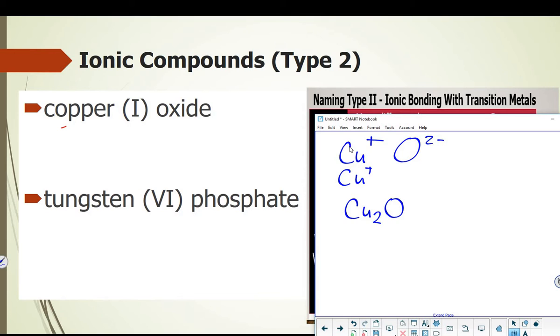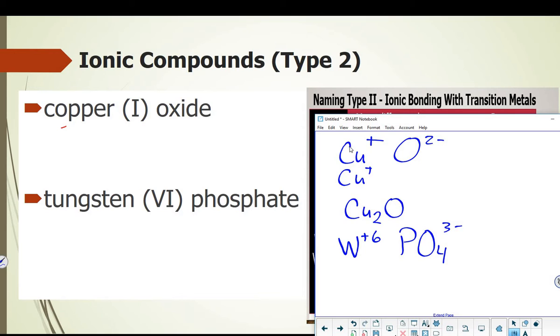Okay. The second one is down farther. I can't remember exactly where in your thing, so find it. Tungsten 5 or 6 phosphate. I think I did the first and the last of each section, so you can sort of see. So tungsten 6 means that tungsten, which is W, has a +6 charge. Phosphate, I'd look on the back of my periodic table for phosphate, and it is PO4 with a 3- charge.